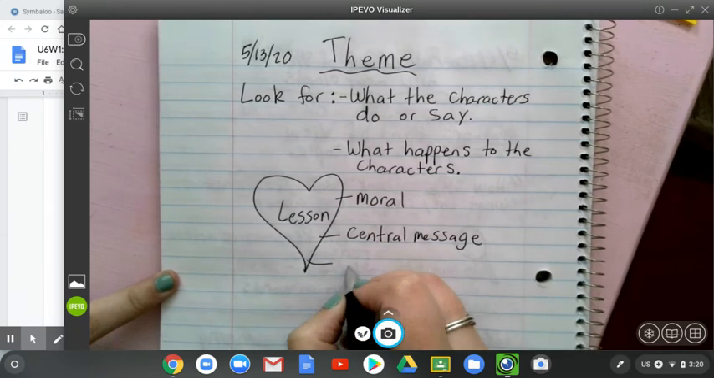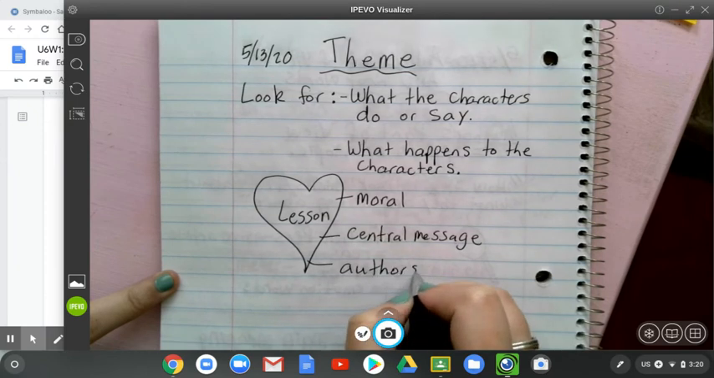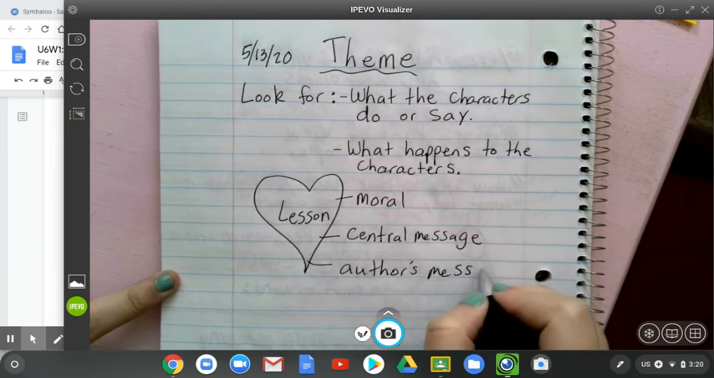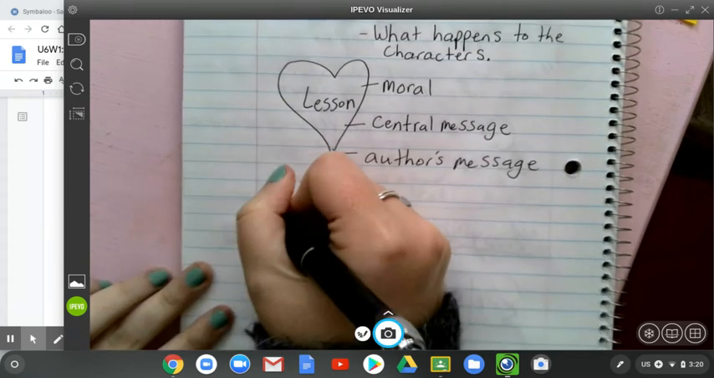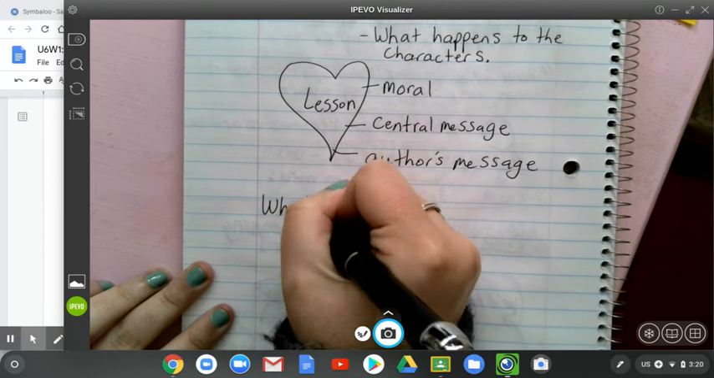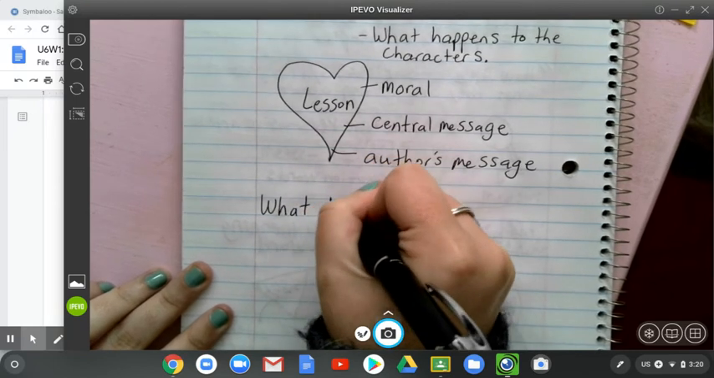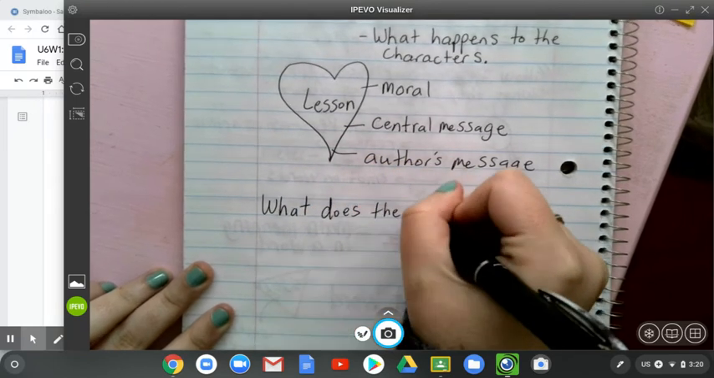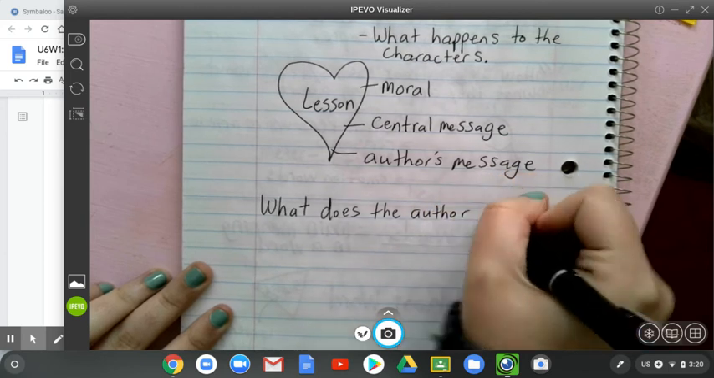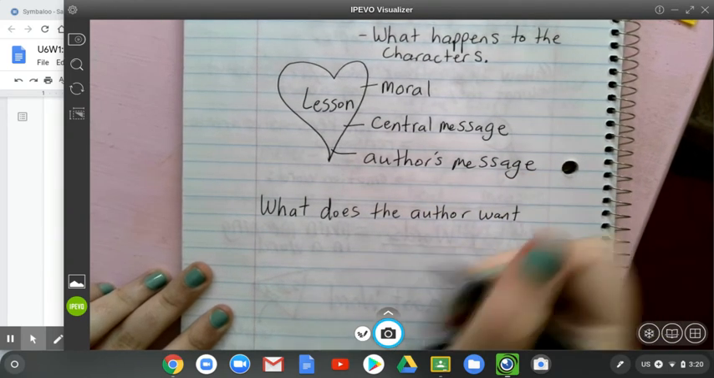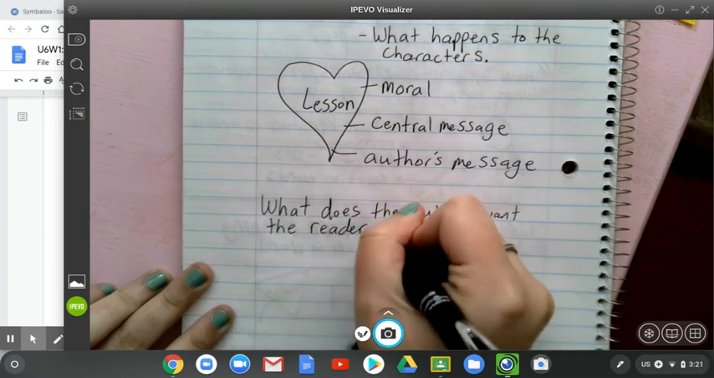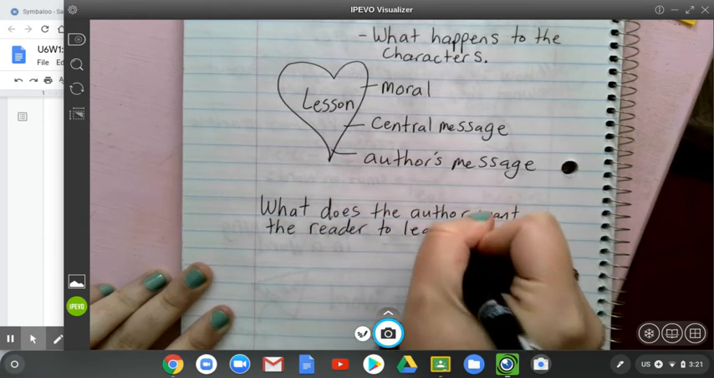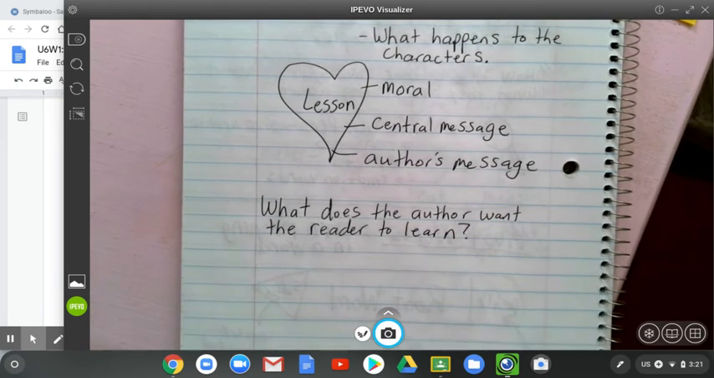Or we also have talked about this as the author's message. A message in a story is what they want you to learn. So some questions we can ask ourselves is, what does the author want me to learn by reading this? Let's say the reader to learn. Okay, you kind of take some digging.